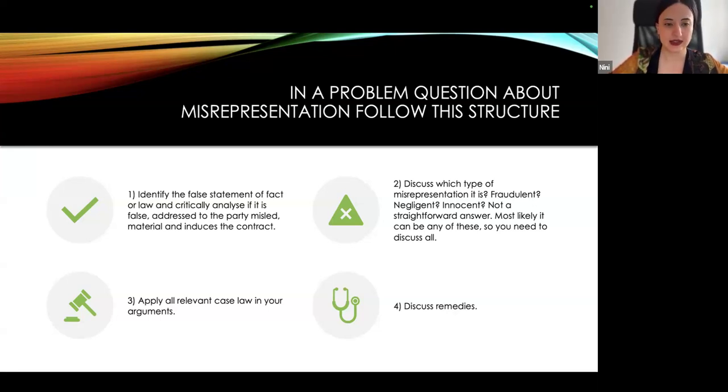Second, after doing the first step, discuss what kind of misrepresentation it is. Is it fraudulent, negligent, innocent? It's not a straightforward answer. Sometimes it's all three of them. I mean, it can potentially be all three of them, so you can discuss them all.